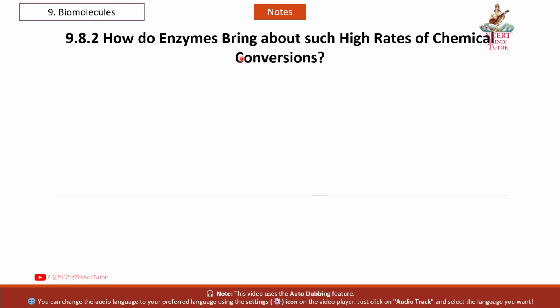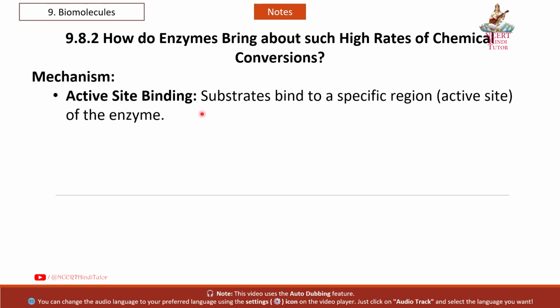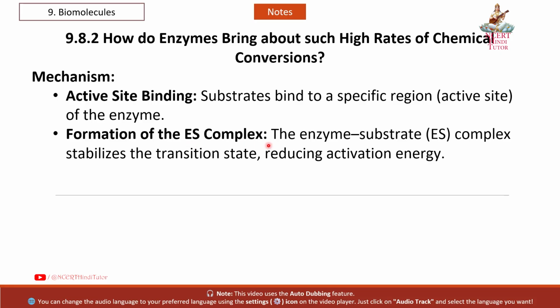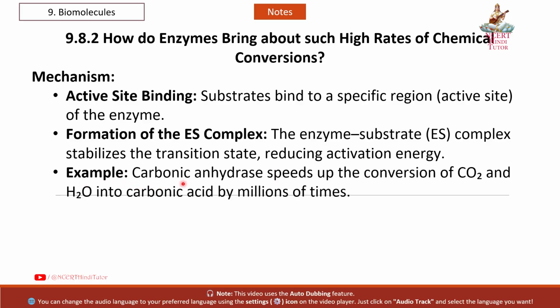9.8.2 How do enzymes bring about such high rates of chemical conversions? Mechanism: active site binding, substrates bind to a specific region, the active site of the enzyme; formation of the ES complex, the enzyme-substrate ES complex stabilizes the transition state, reducing activation energy. Example: carbonic anhydrase speeds up the conversion of CO2, carbon dioxide, and H2O, water, into carbonic acid by millions of times.